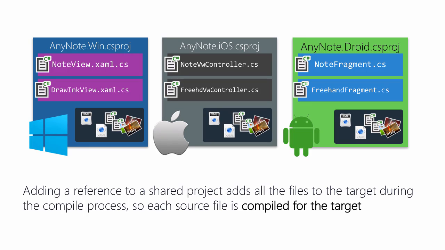When you add a reference to a shared project, the compiler and the build tools will act as if all the files in that shared project were added directly to the target. In other words, the C# source files in the shared project are compiled directly with the target using that project's build settings.